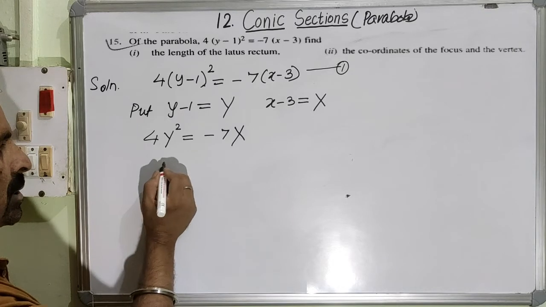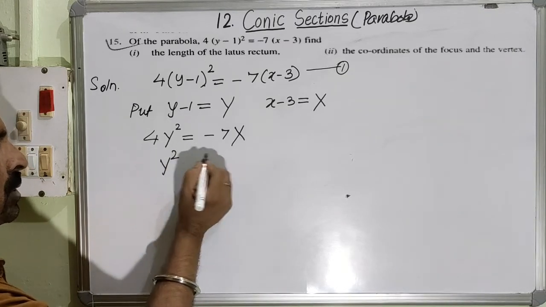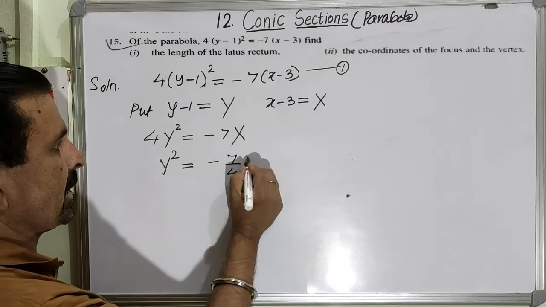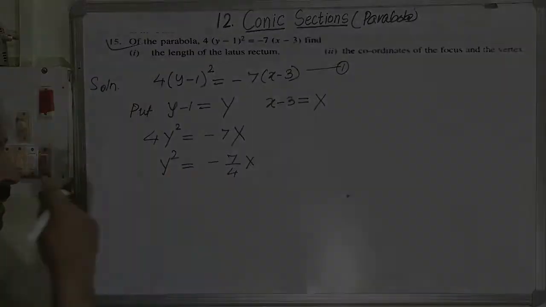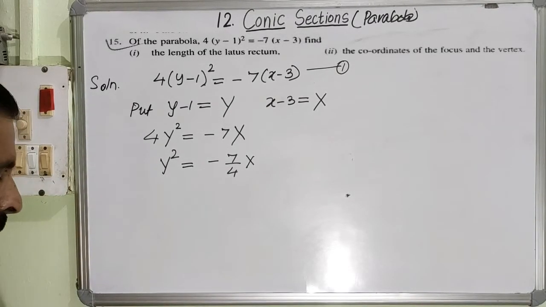Now to write this equation in the standard form, to write the equation of the parabola, we will take this 4 to the right hand side. It will become minus 7 over 4 and then X. Now this is the equation. This equation belongs to left hand parabola. Is it okay? Left hand parabola.